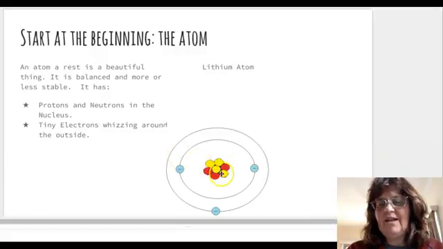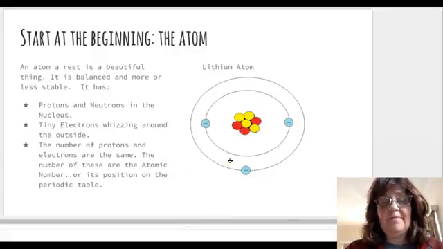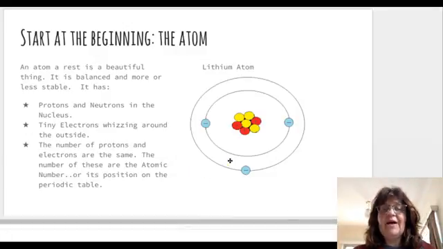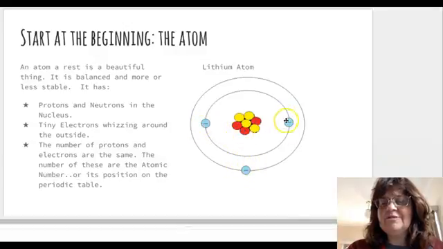Did you know that if we got rid of all the spaces in our atoms, we would be the size of a flea, but we would still weigh the same amount? Okay, so our atom at rest, it's balanced, it's got the tiny electrons and neutrons, and you just want to notice that the number of protons and the number of electrons are the same.